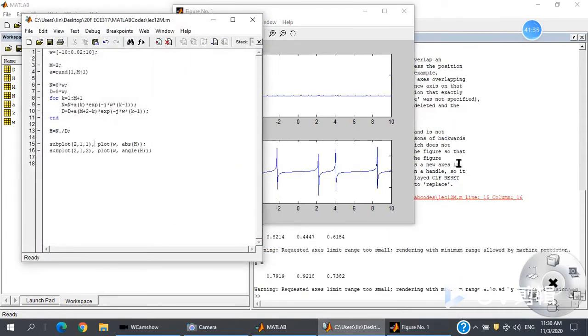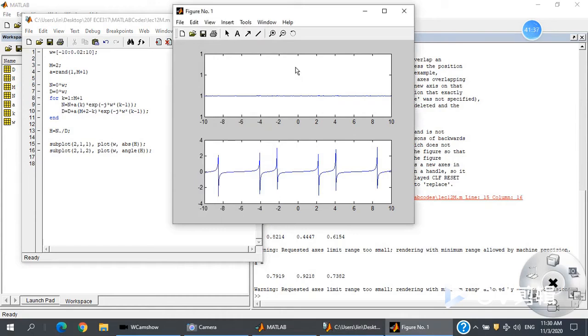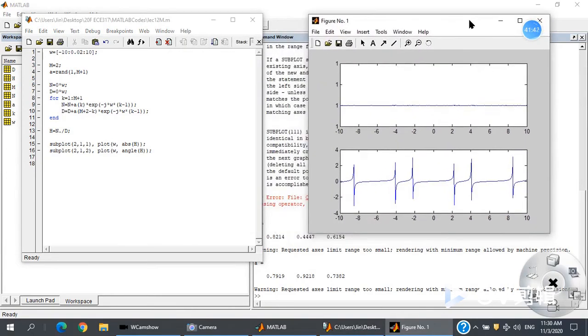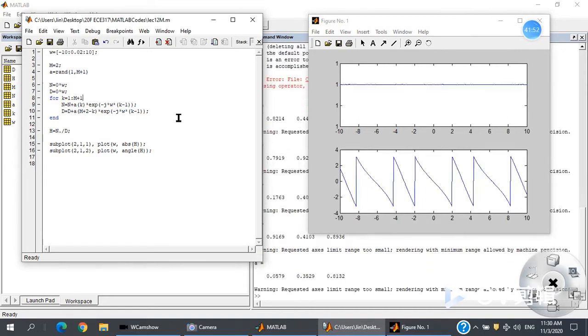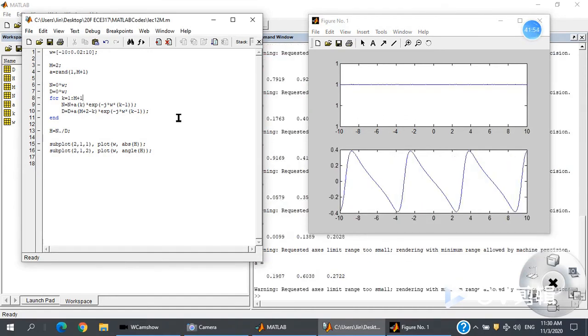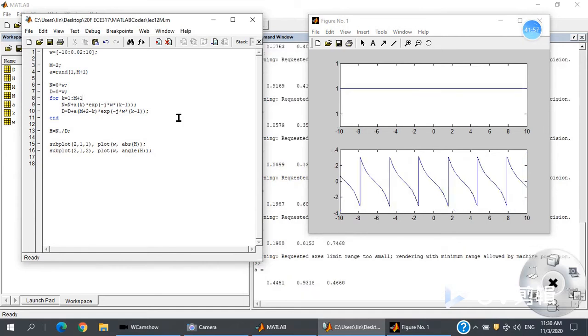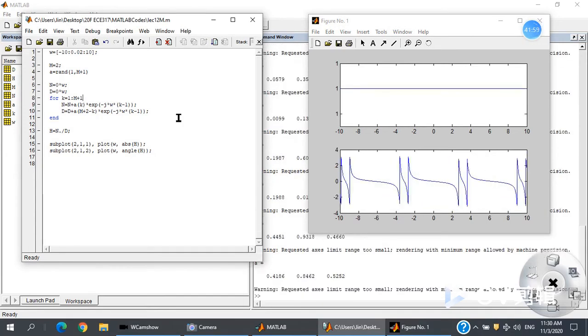F5. Okay, you see the magnitude will be the same magnitude. Let me move it away. Hey, magnitude is always one, but the phase is changing. If I run it again, you see the phase is changing, right? Run again, now the phase is different, but the magnitude is always one. And this is order 2, right?